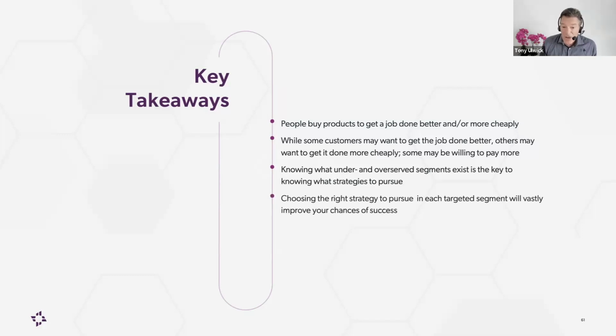We've learned that choosing the right strategy to pursue in each target segment will vastly improve your chances for success. And it's really the opportunities themselves that are dictating the strategy, right? So you can look at the data and you know what you have to go do in order to win. You know that correctly choosing and deploying multiple strategies offers a path to market leadership. So you're not just targeting 20% of the market, you can target 100% of the market with different solutions aimed at different under and overserved segments.